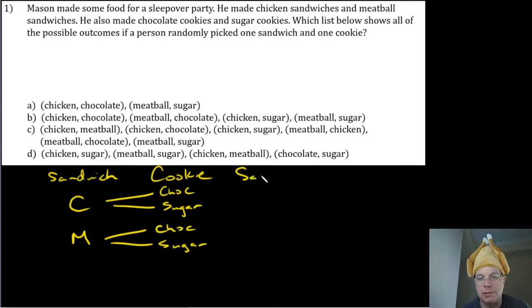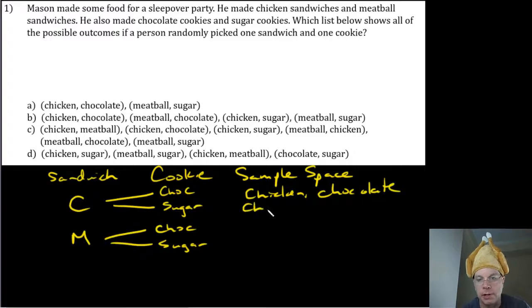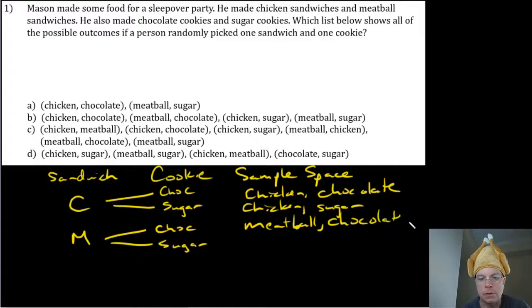So the sample space of all possible outcomes would be chicken, chocolate, chicken, sugar, meatball with a chocolate cookie, or a meatball sandwich with a sugar cookie.